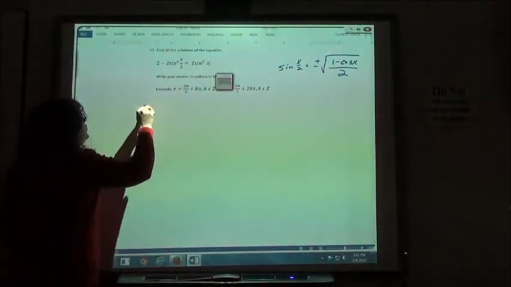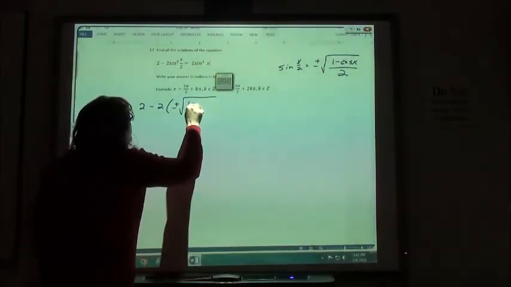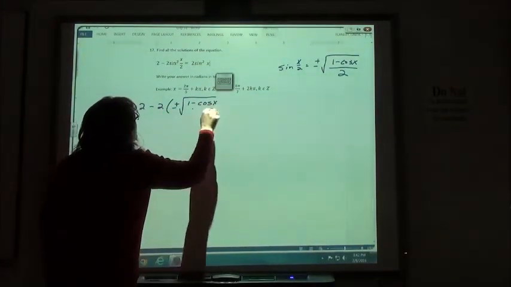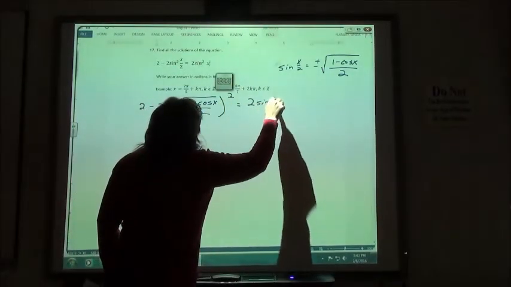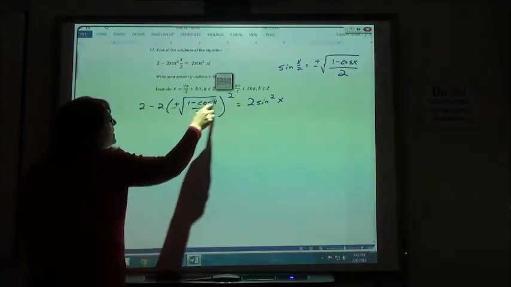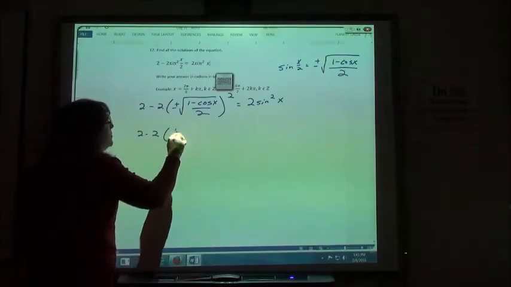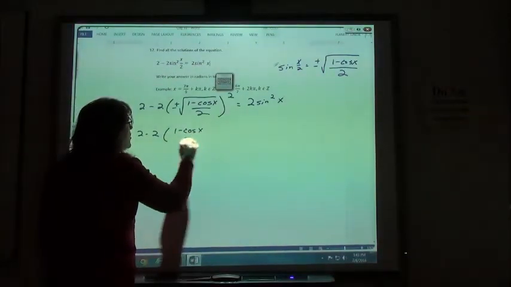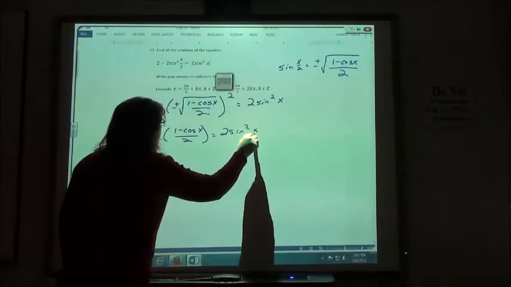So we're going to do 2 minus 2 plus or minus the square root of 1 minus the cosine of x over 2, but we're going to square it, equals 2 sine squared of x. So again, when you square this, it'll be positive. Cancel out your square root. So 2 minus 2 times 1 minus the cosine of x over 2 equals 2 sine squared of x.